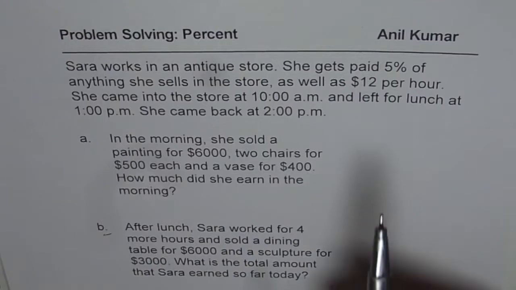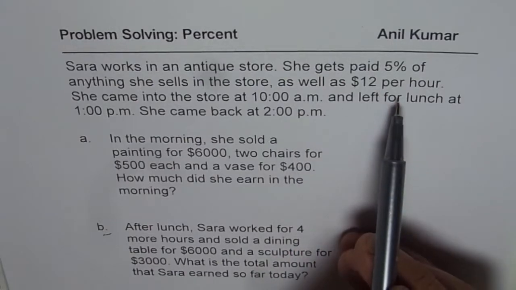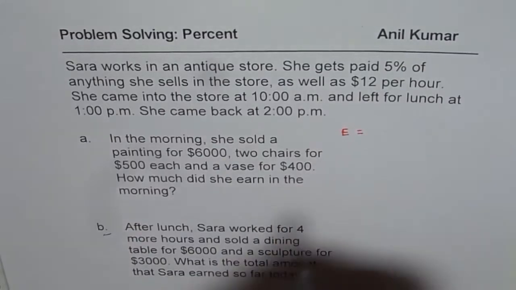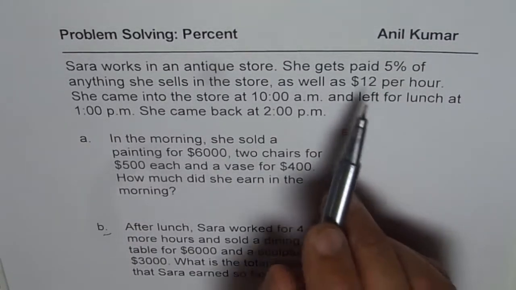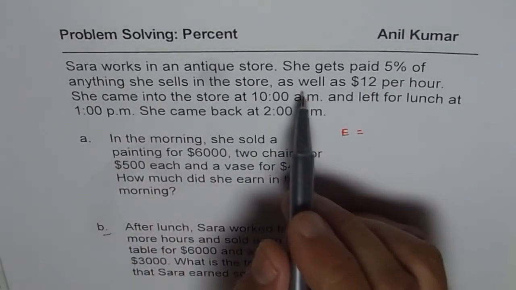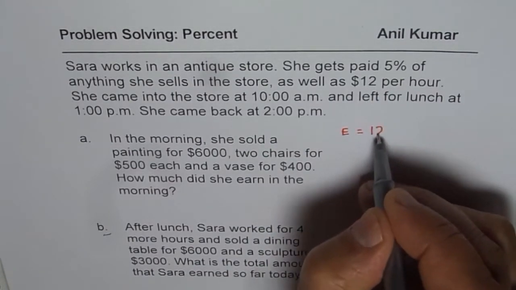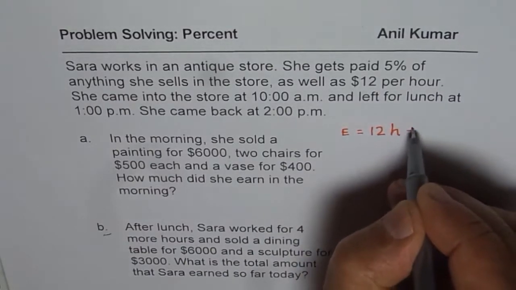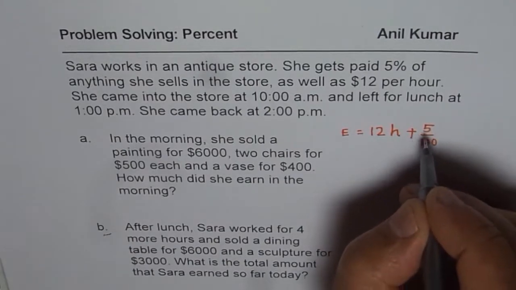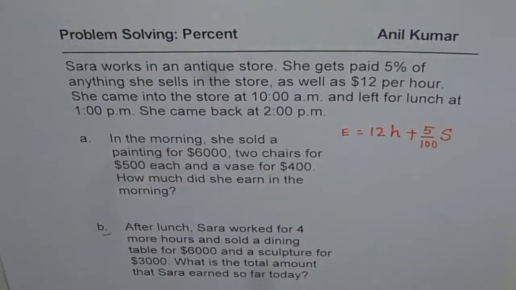Now here we are given that Sarah earns an hourly rate and also on sales. So we can say that the earnings E of Sarah will be equal to a combination of hourly rate and sales. She gets paid 5% of anything sold, that is sales, as well as $12 per hour. So per hour $12, that means 12 times number of hours, plus 5% means 5 over 100, you can write 0.05 also, of sales. That is how we can find her earnings.